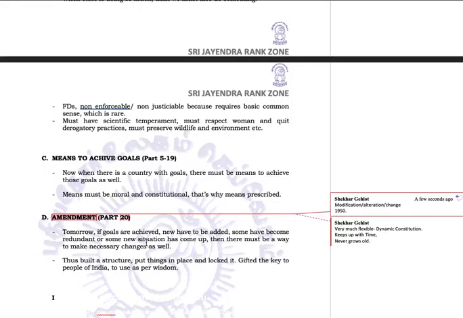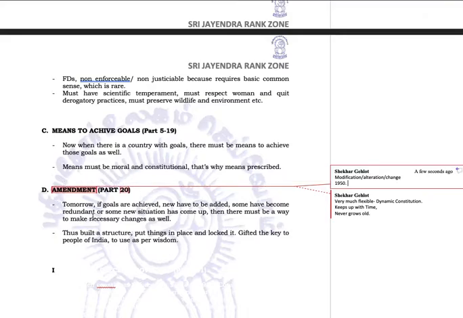Or tomorrow, suppose our goals are achieved, then what do we do after that? After achieving the goals, the country shall not stop, the country shall always keep going on. So we should not become redundant. So when new situations come up, there may be a way to make necessary changes in the constitution, that is called amendment. I can only summarize by saying that the constitution framers built a structure.